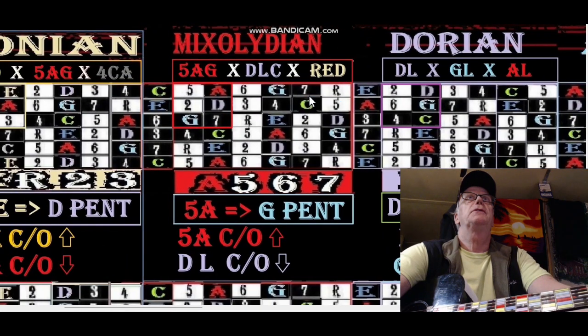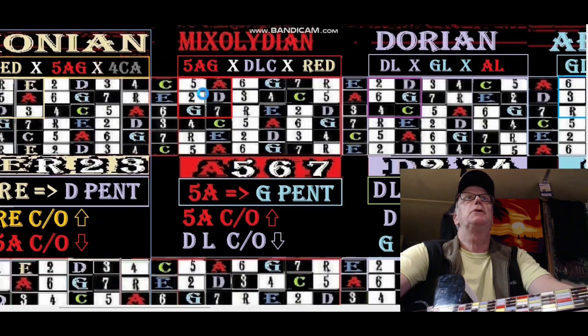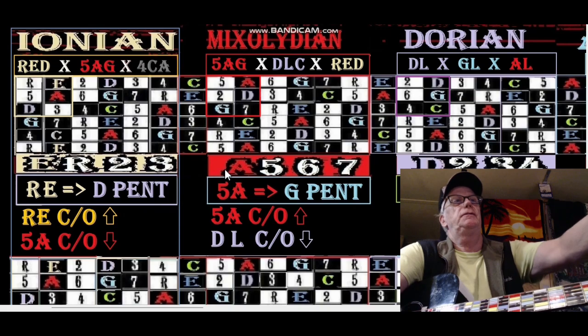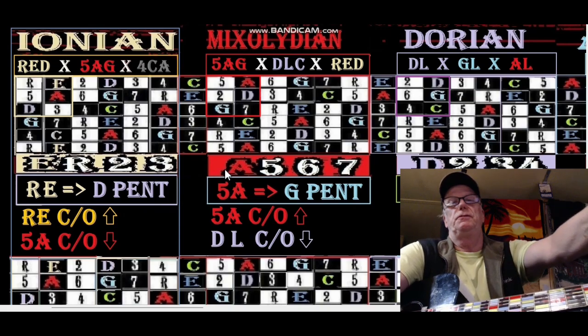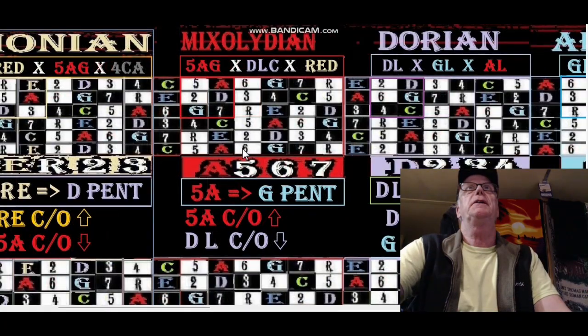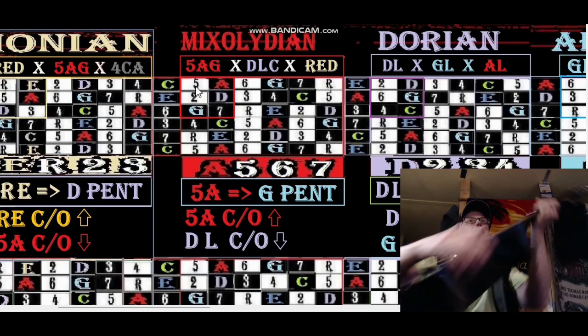Let's look at Mixolydian here. It's the neighbor of the Ionian. Is the Mixolydian there? Okay, E to A, 5 is a 4th. That's cool. 5, E to A. We got 5A right here. So it's a 5A long, and we can either take the cutout. Here's your 7, 2, 5 in the A box.